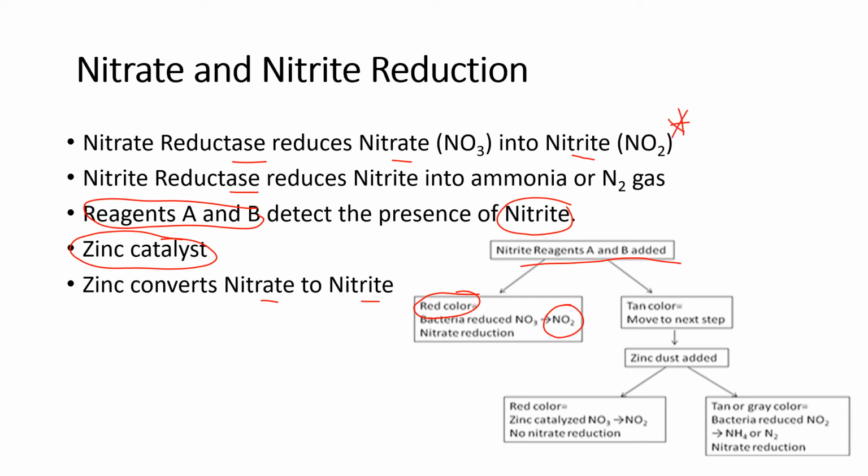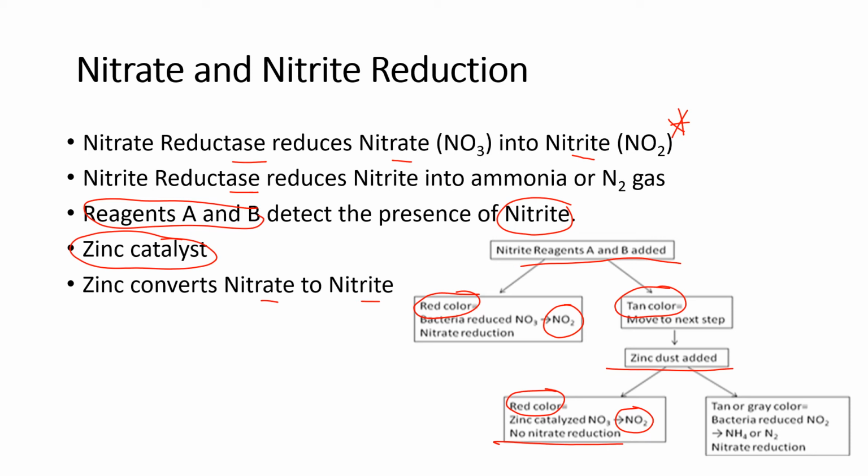If instead the media remains that tan beige color, then that means there is no nitrite present, which means either nitrate is still there or the nitrite was further reduced into nitrogen gas or ammonia. So to test for this, you would add the zinc dust. After adding the zinc dust, if it turns red, that means nitrite is present, which means neither of those reactions occurred.